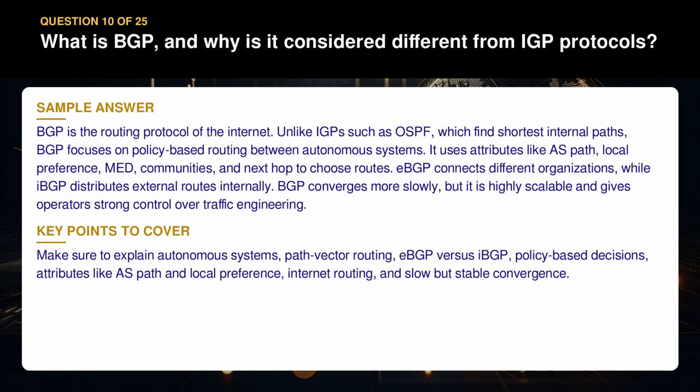Make sure to explain autonomous systems, path vector routing, eBGP versus iBGP, policy-based decisions, attributes like AS path and local preference, internet routing, and slow but stable convergence.